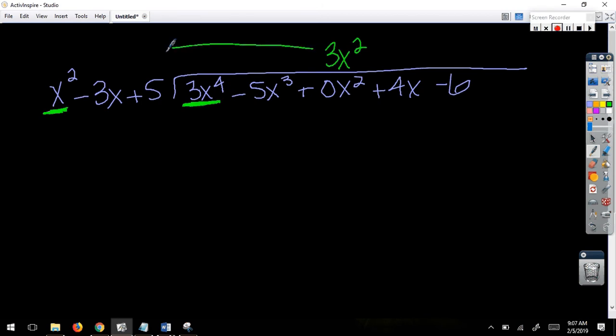So what I'm going to do is multiply this around, but look, there's a lot of stuff out here. It's got to multiply to everything. So think about it like a distribute problem, like 3x squared times x squared minus 3x plus 5. It's got to hit them all. So when we do this, remember, keep them in the right columns. 3x squared times x squared is 3x to the 4th. 3x squared times negative 3x is negative 9x to the third, and 3x squared times 5 is 15x squared. Same thing I did here.